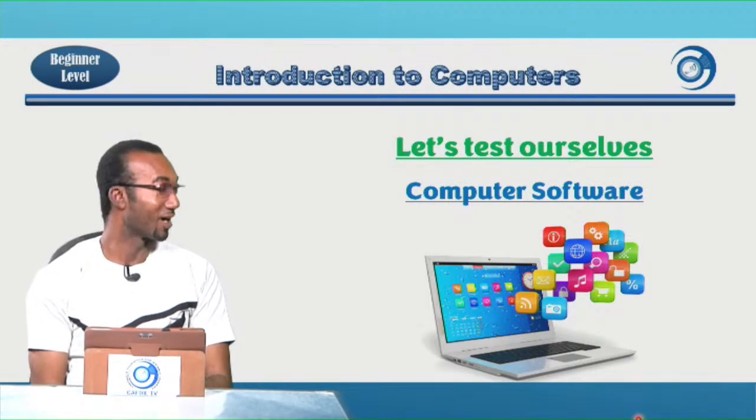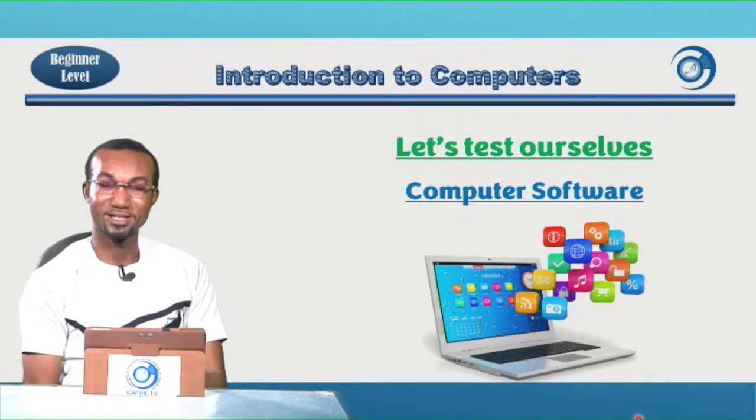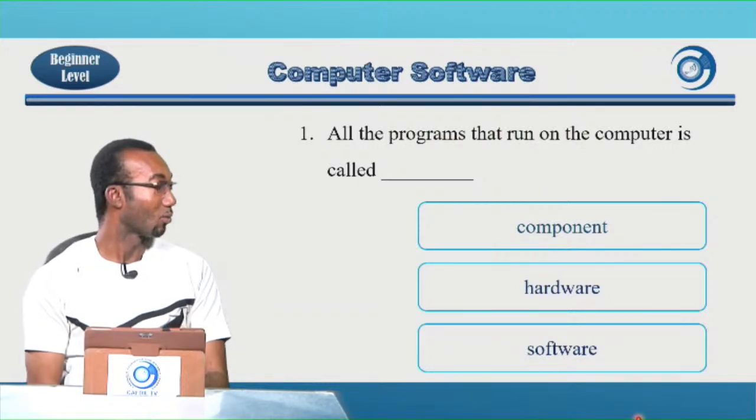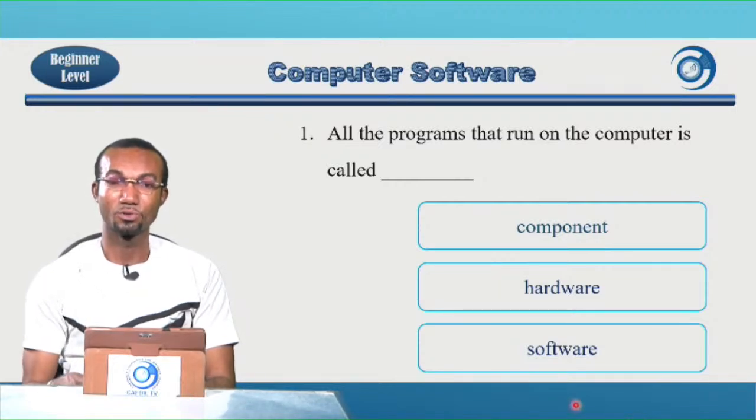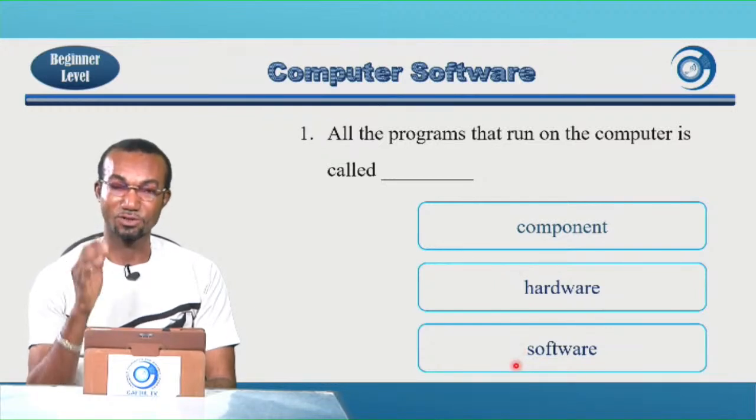And before we leave, as usual, let's test ourselves on this lesson. 1. All the programs that run on the computer is called. So we have components, we have hardware, and then we have software. So these are the answers: components, hardware, and software.